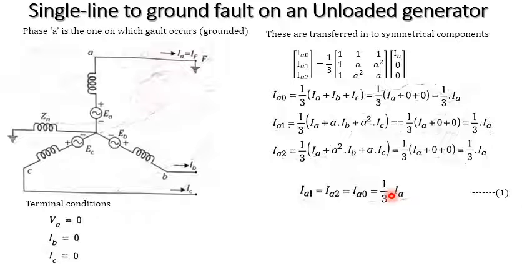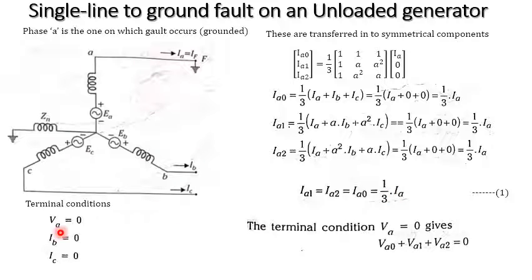Call this equation 1. From equation 1 we can understand that the zero, positive and negative sequence currents are all present. Now we know the terminal condition VA is equal to 0. Transforming the phase voltage in terms of the symmetrical components, VA0 plus VA1 plus VA2 is equal to 0. Call this equation 2.